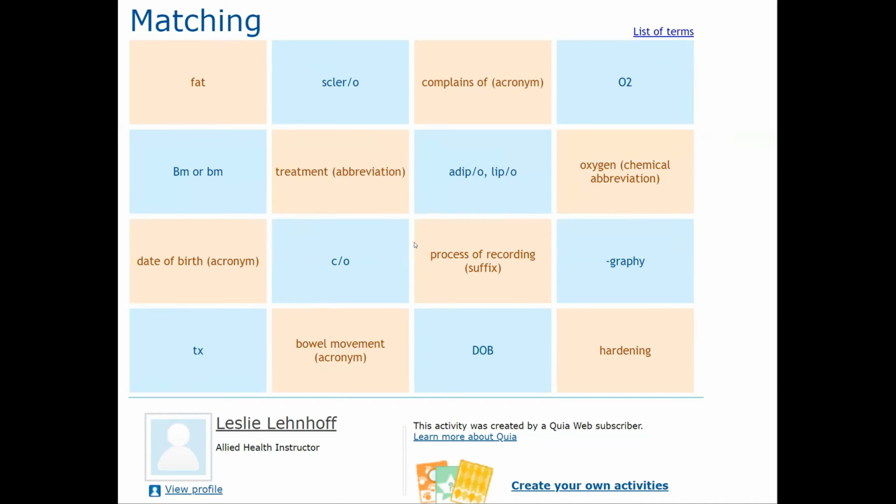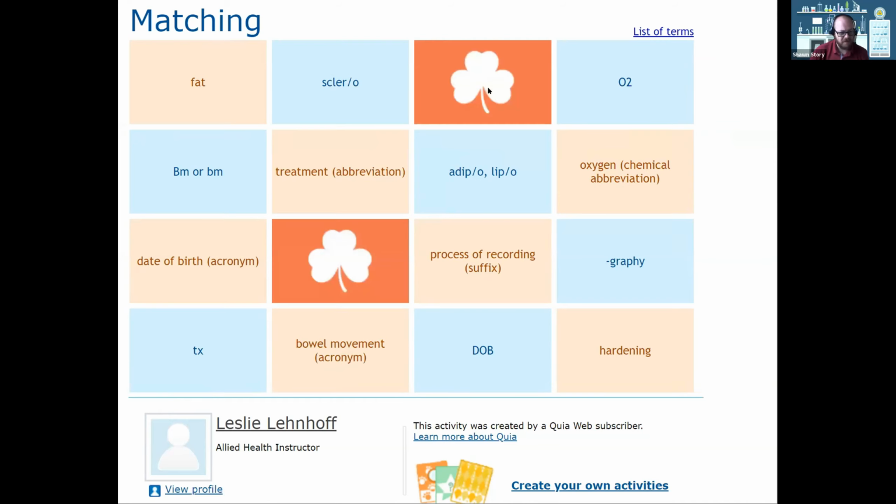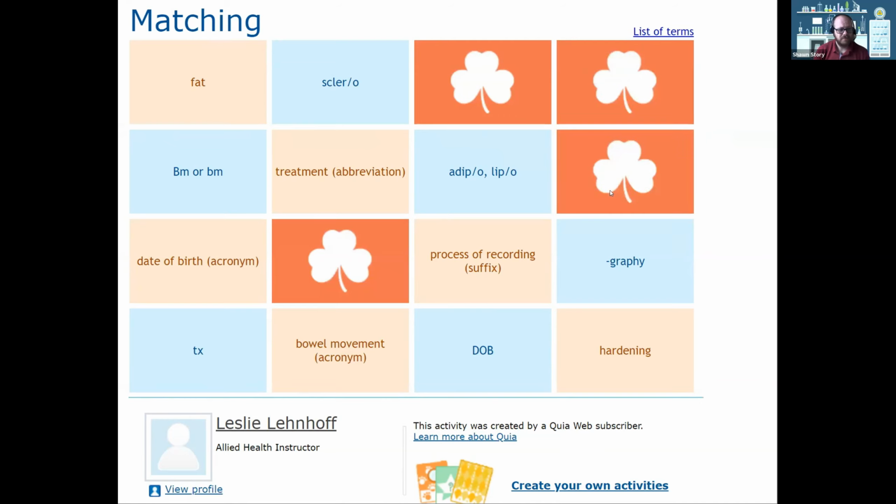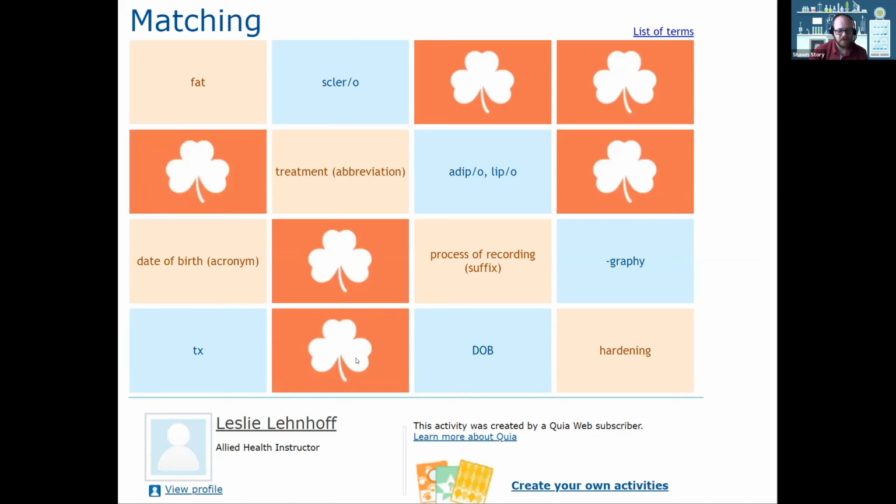C/O is complains of. Oxygen, O2. O2 is our oxygen. BM for bowel movement. What is a bowel movement? That's the poop. Yep, any type of poop.